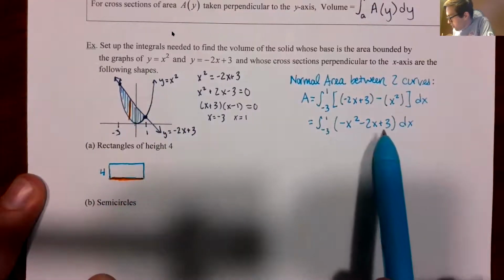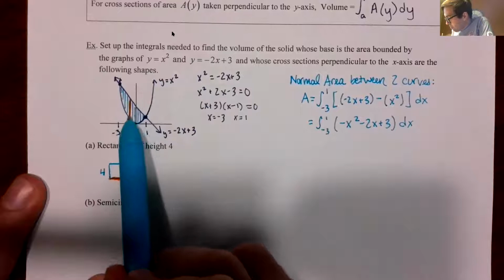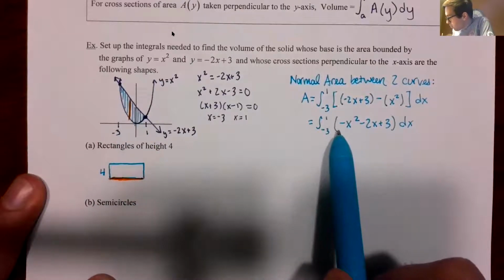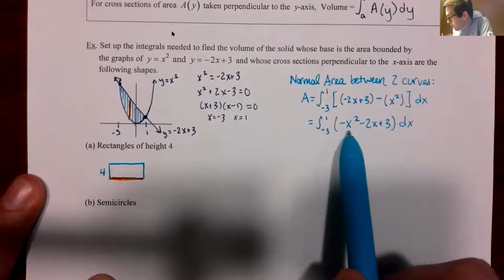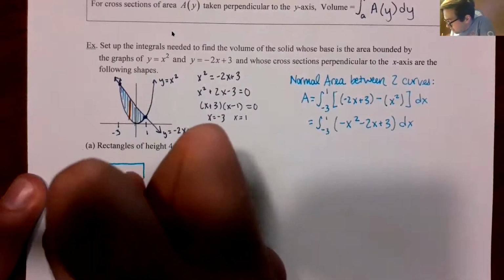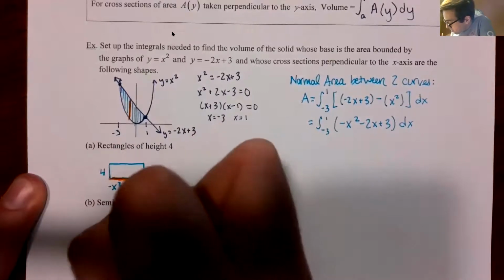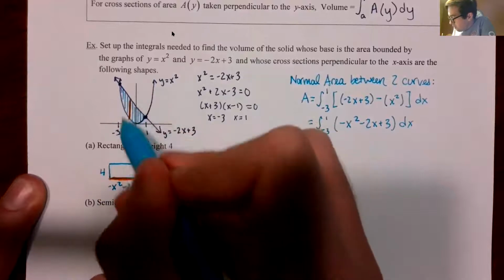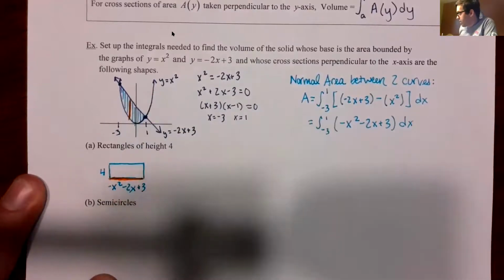And we already figured it out, right? We can find each individual rectangle's base if we wanted, but we could also just say, oh wait, why don't we just say negative x squared minus 2x plus 3 is the length of the base? Because that accounts for all of the different lines, right? That accounts for all of the different slices.